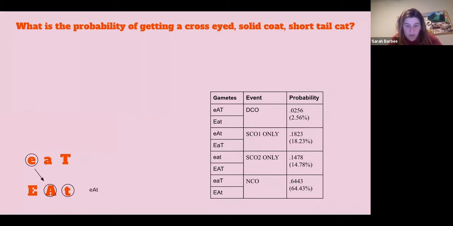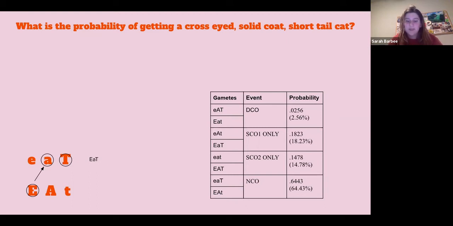For example, what is the probability of getting a cross-eyed, solid coat, short-tailed cat? First, we must identify what event this is. As we can see, this is a single crossover position 1 event, which we know has an 18.23% chance of happening. When we have single crossover at position 1, we get cross-eyed, solid, short, but we also make normal-eyed, patterned, long gametes.